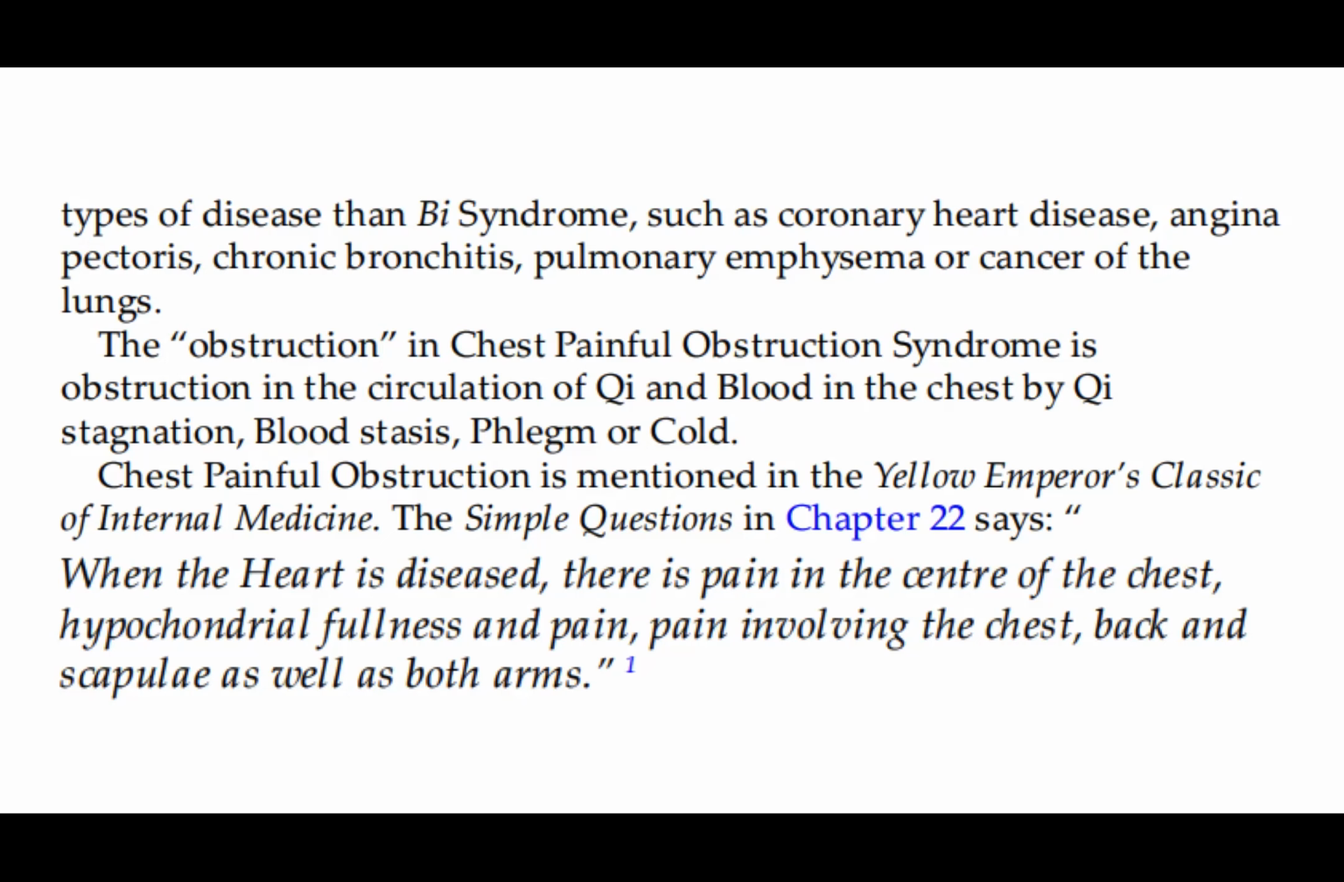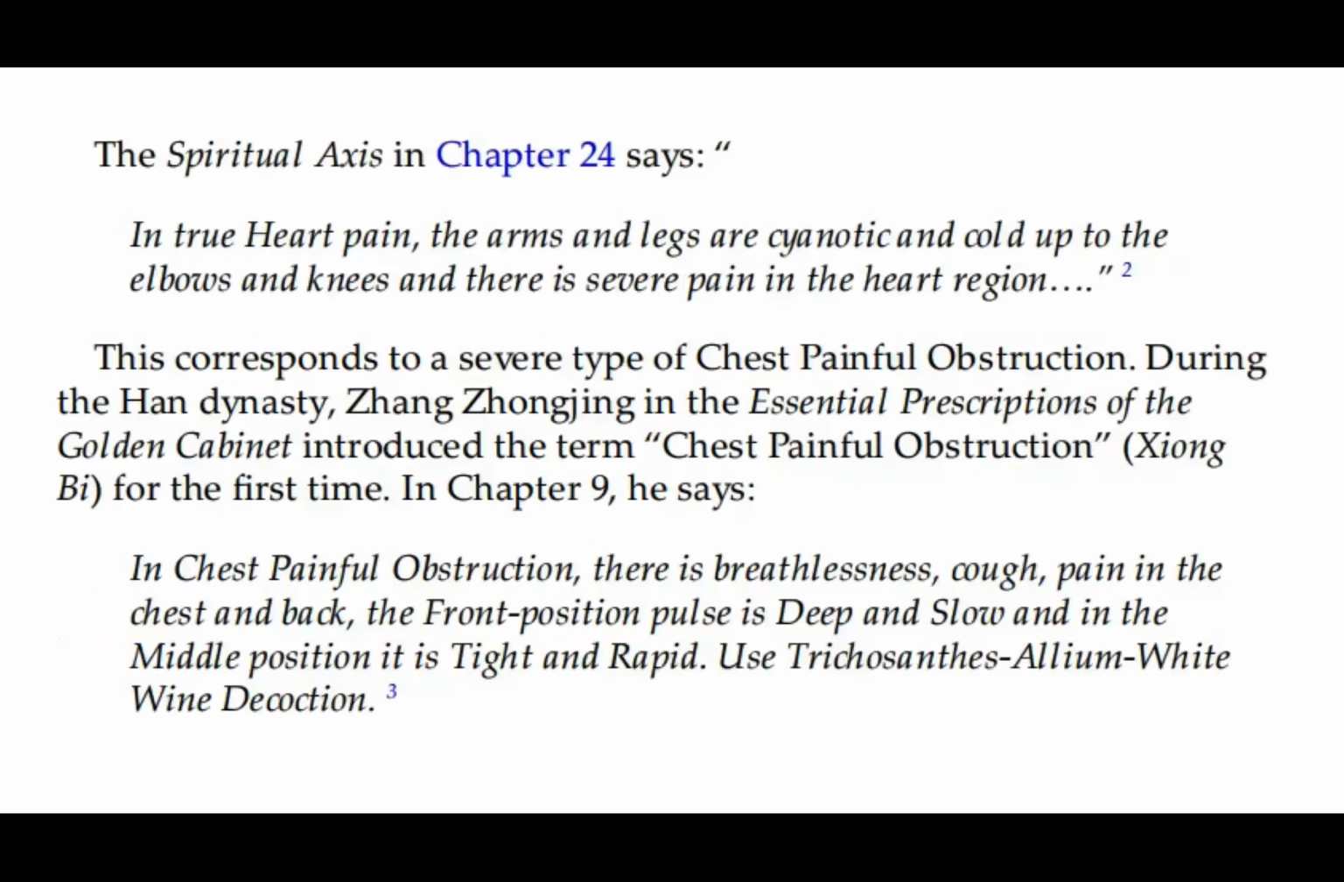Chest painful obstruction is mentioned in the Yellow Emperor's Classic of Internal Medicine. The Simple Questions, in chapter 22, says, "When the heart is diseased, there is pain in the center of the chest, hypochondrial fullness and pain involving the chest, back, and scapulae, as well as both arms." The Spiritual Axis, in chapter 24, says, "In true heart pain, the arms and legs are cyanotic and cold up to the elbows and knees, and there is severe pain in the heart region."